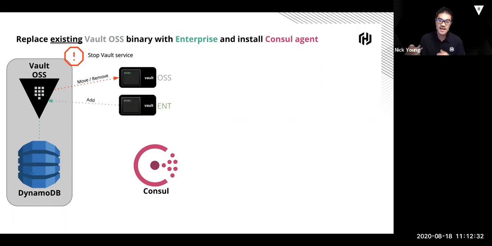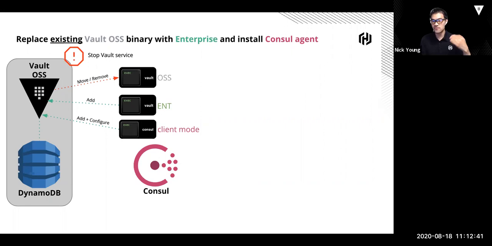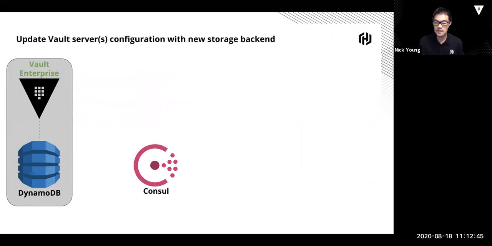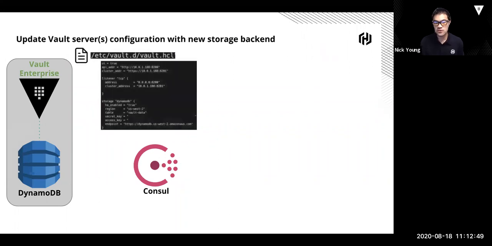And then the next thing is to add the Vault Enterprise binary, and also add and configure the Consul agent running in client mode, because this is how the Vault Enterprise server is going to talk to the Consul backend. All right. And then with that, you want to make sure that you update your Vault service configuration.